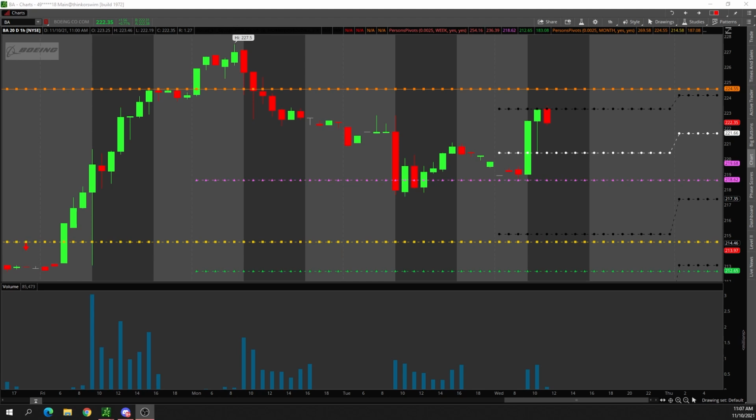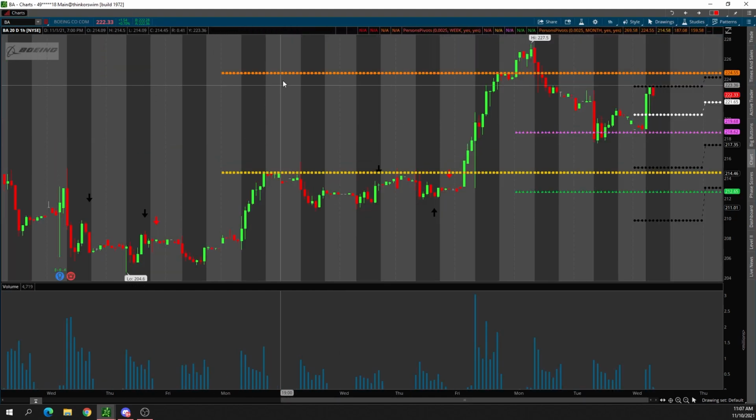So in today's video, we are going to be discussing the Pearson's pivots. Basically what they do is predetermine where your support and resistance lines are going to be based off of a mathematical formula. So if you ever find yourself struggling to plot your support and resistance lines, the Pearson's pivots are going to be perfect for you.